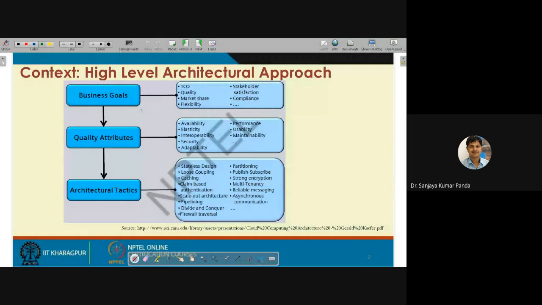Yeah, my screen is visible. Yes, sir. Is there any doubt till now? Anyone?